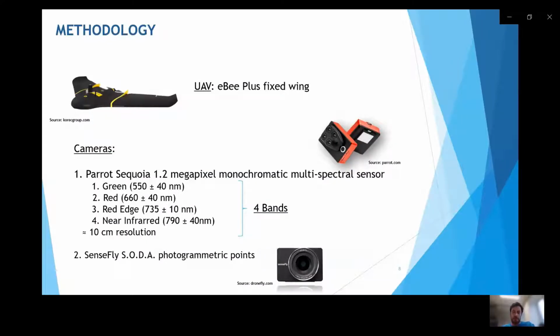2 different cameras were used. First, a Parrot Sequoia multispectral camera on board the eBee fixed-wing UAV, and the SenseFly SODA to extract photogrammetric points to generate a digital elevation model with a millimetric accuracy. This high accuracy was needed because we know that microtopography is one of the environmental factors that influences the distribution of plant communities in coastal wetlands.